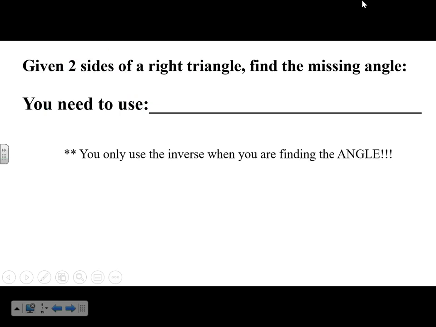So given 2 sides of the right triangle, find the missing angle, you need to use the inverse. Again, you only use the inverse when you're finding an angle. That's what a lot of students struggle with, and it's a lot easier if you realize you only do it when you're finding the angle.